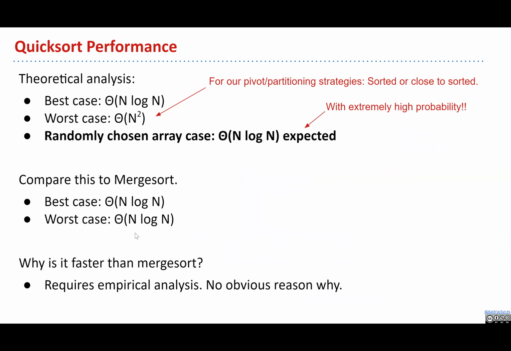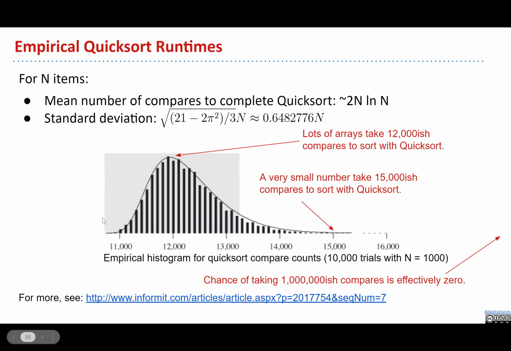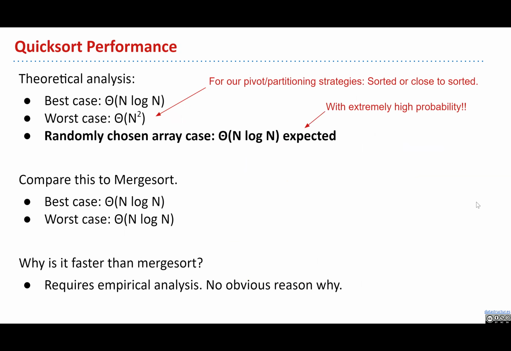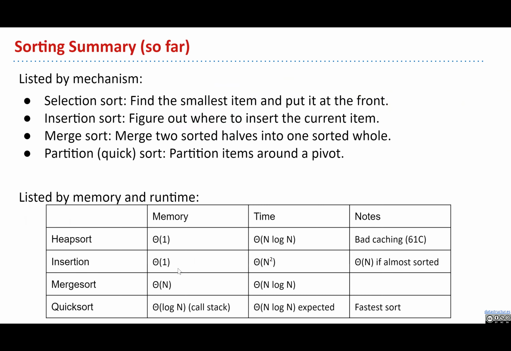All right. So to summarize Quicksort: in the best case, n log n. In the worst case, n squared. And in the randomly chosen case, it's n log n expected, because this is the distribution, and you're not going to end up in this n squared case. Compared to merge sort, which has n log n best case and worst case, yeah, it's a little dangerous, but it turns out it's faster. And again, there's no obvious reason why it is the case, but it is faster. Okay. So these are the sorts we've seen so far.